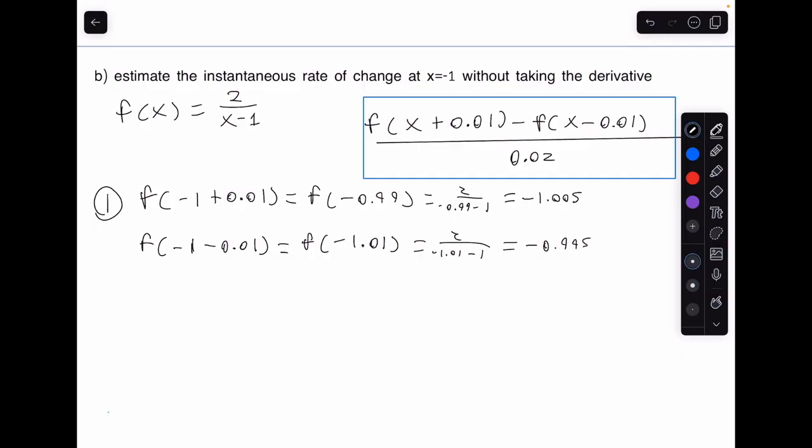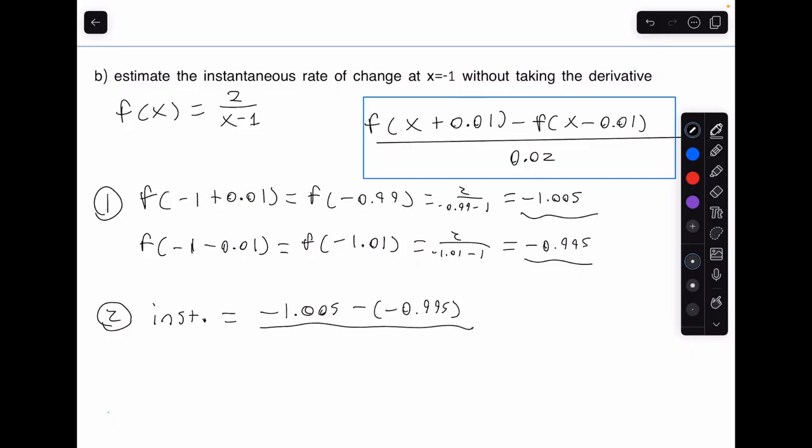What's next? Well, we have all the values for our formula. Now let's calculate the instantaneous rate of change with the actual formula. So the instantaneous rate of change is equal to f of x plus 0.01, which we calculated as negative 1.005, minus f of x minus 0.01, which is this, so minus a negative 0.995, and all divided by 0.02. Simply plug that into your calculator and you'll get negative 0.5.